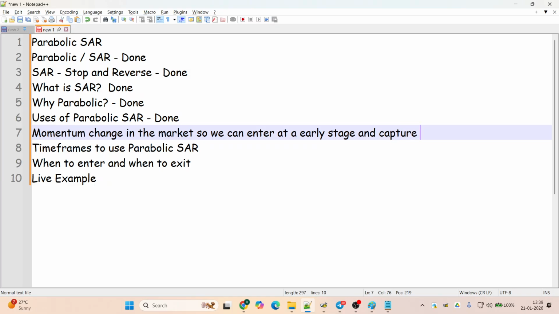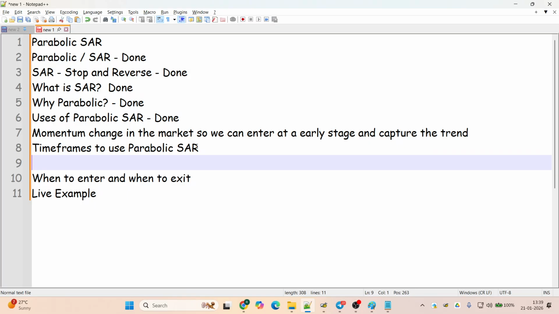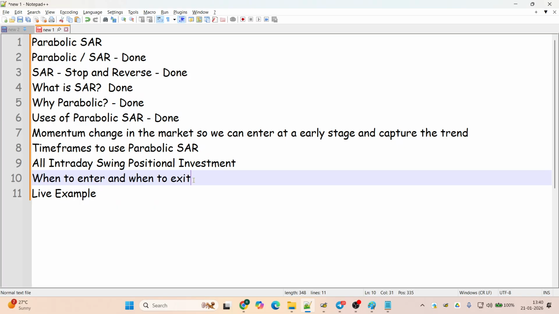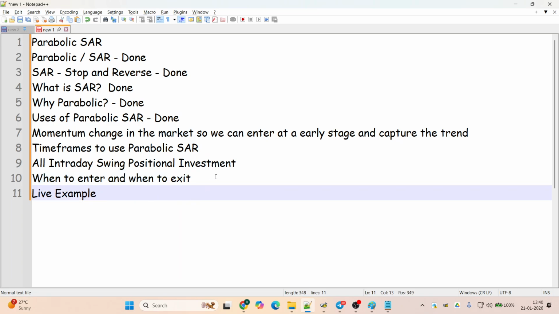Now next, what are the time frames to use parabolic SAR, guys? Everything: intraday, swing, positional, and investment. So now I will combine these two topics, row number 10 and 11, so that you can get a better understanding of when to enter and when to exit.